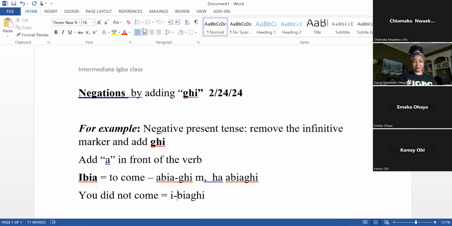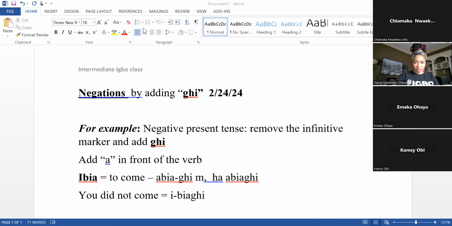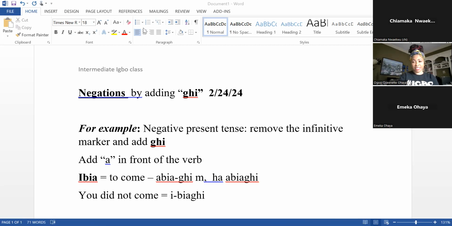We should punctuate. Anyị ga-eme gịnị? We should punctuate the I. Okay. Kwuo ya n'Igbo Chiamaka.